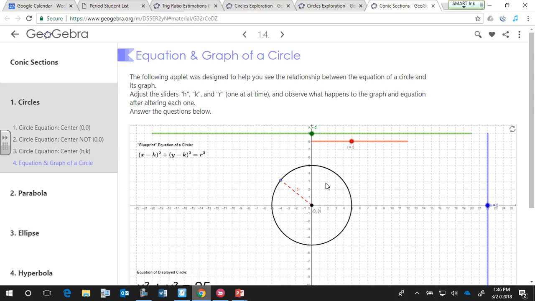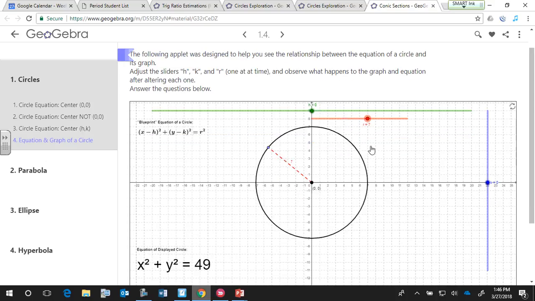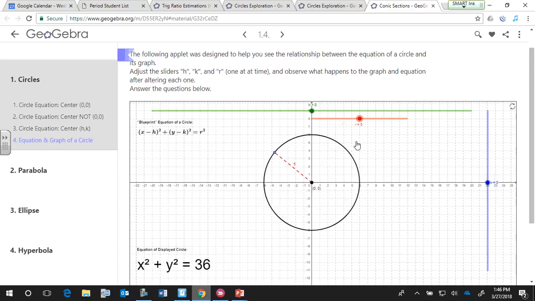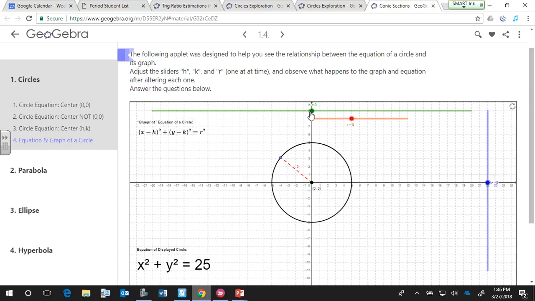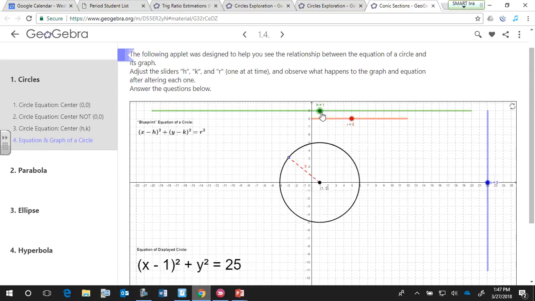All right, so right now we're centered at 0, 0, right? If I move this slider, I get a bigger circle or a smaller circle. I'm changing my r. So far, so good? Okay. Watch what happens when I move my horizontal movement, my x. Right now, x is 0. Watch what happens if I move it to the right.